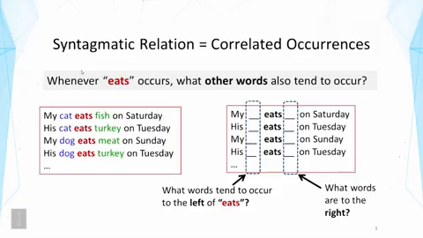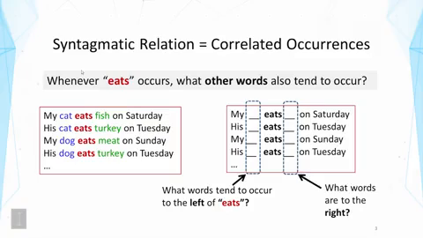By definition, syntagmatic relations hold between words that have correlated co-occurrences. That means when we see one word occurs in the context, we tend to see the occurrence of the other word. So take a more specific example here. We can ask the question, whenever eats occurs, what other words also tend to occur?